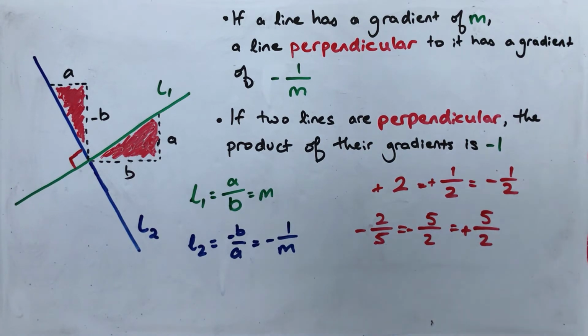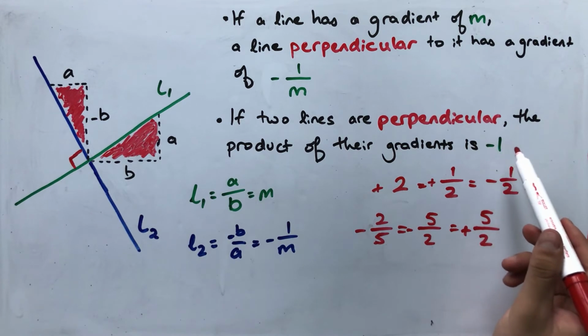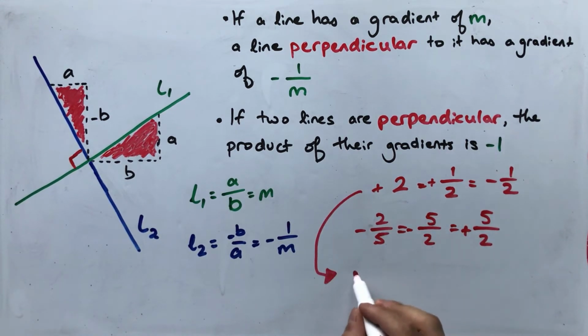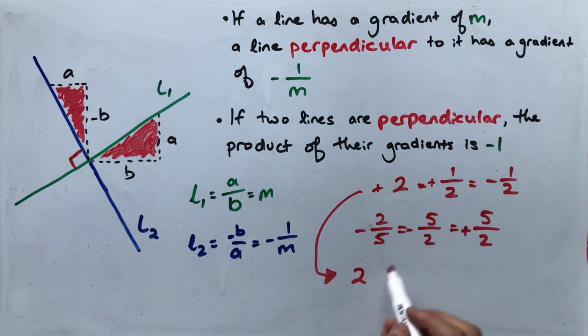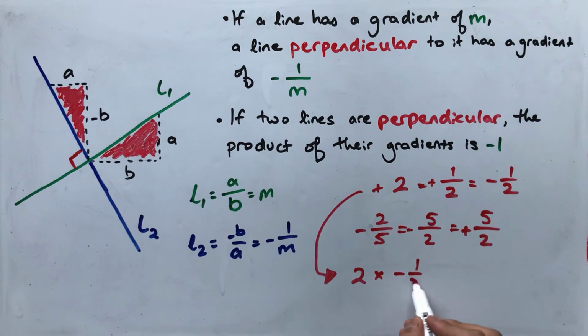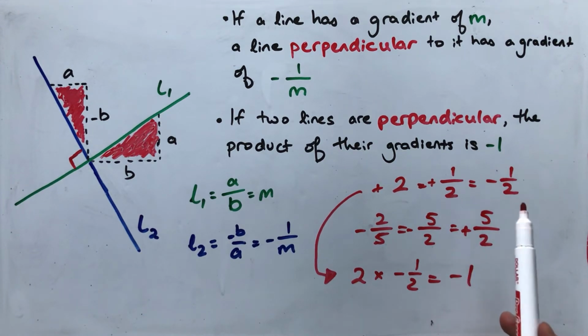Now the second point is, if two lines are perpendicular, the product of their gradients is negative 1. Now we can illustrate this with the first one, for example. Let's say we take the first line, which is 2, and we multiply it with the gradient of the other line, which is negative 1 over 2. This is negative 1. Now you can test it for yourself. The same would go for this one. So the product of the gradients of two lines that are perpendicular is always negative 1.